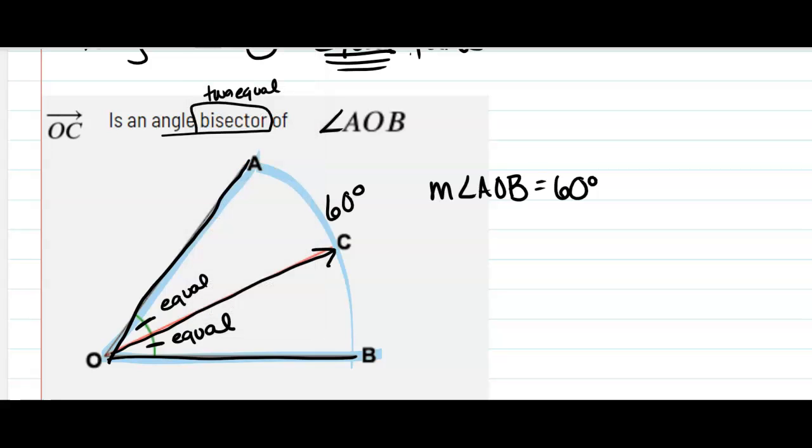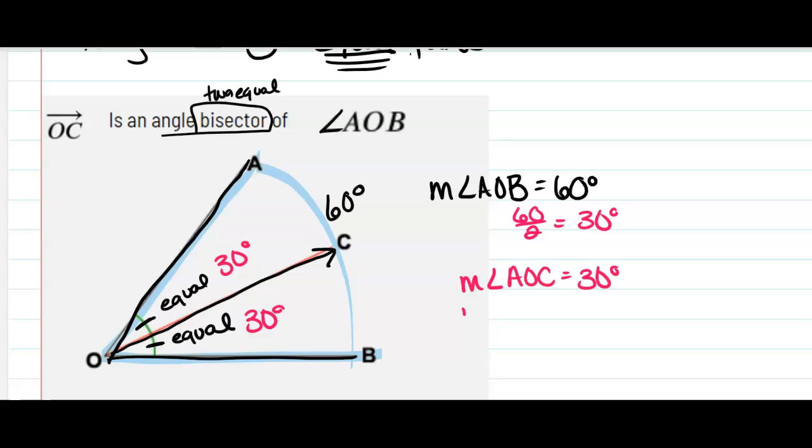Well, since the bisector cuts it into two equal parts, then we can say 60 divided by 2 is 30. So that means that this angle is 30 degrees and this angle is 30 degrees. So we can say that the measure of angle AOC is 30 degrees and the measure of angle COB is also 30 degrees.